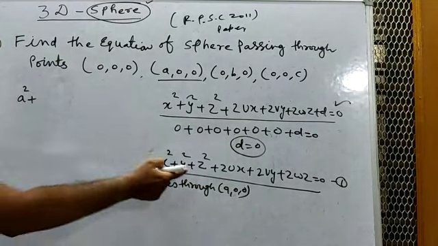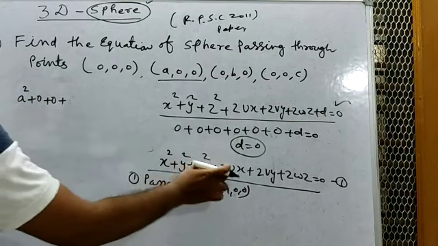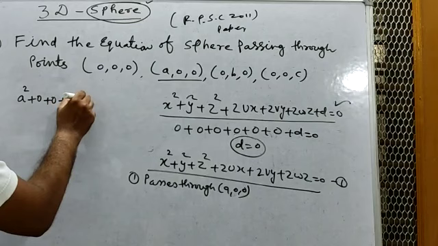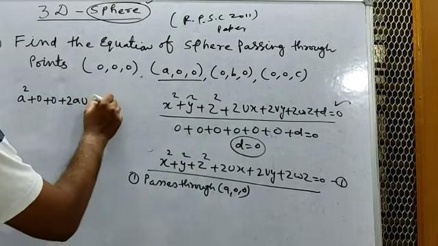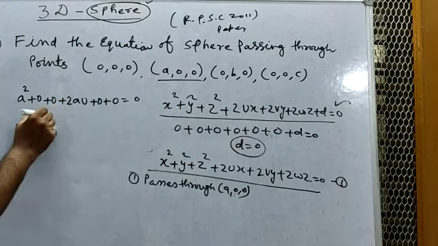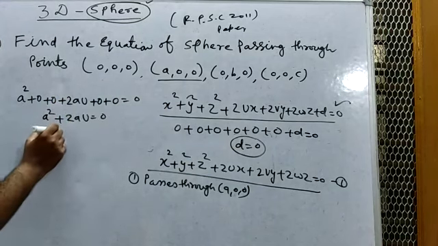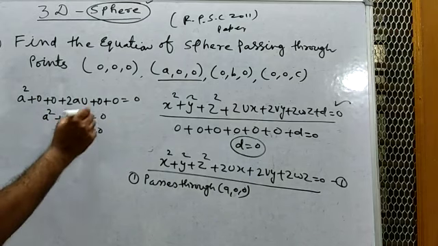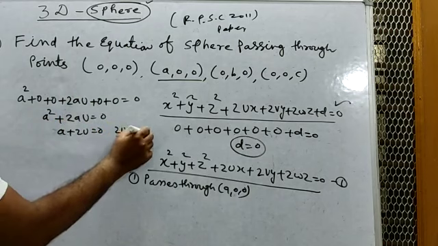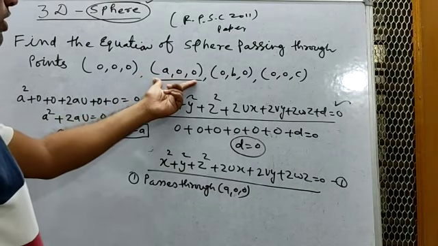Students, when you put this value in the given equation number 1, we will get A square plus 0 plus 0 plus 2Au plus 0 plus 0. We will get the equation A square plus 2Au equal to 0, means A plus 2u equal to 0 and 2u equal to minus A. That will be our first relation which we get from A, 0, 0.